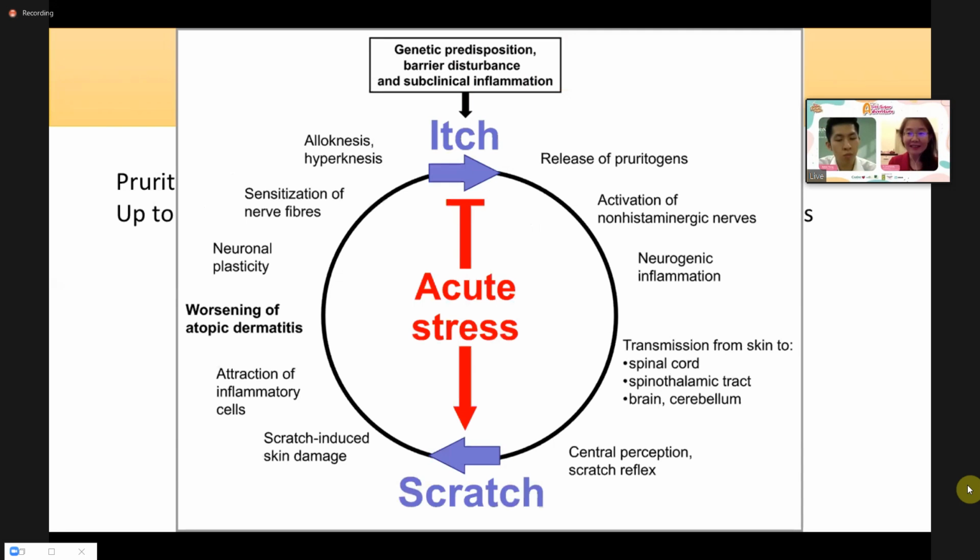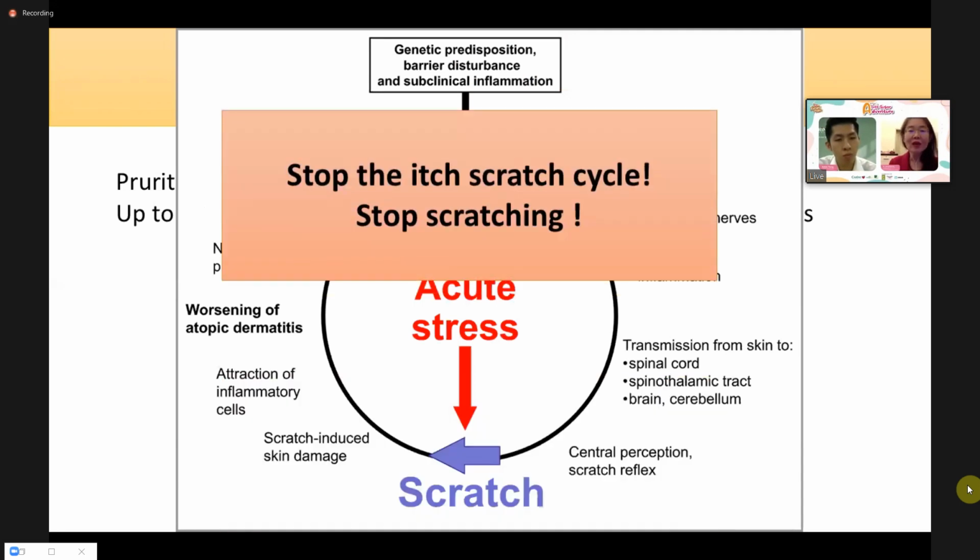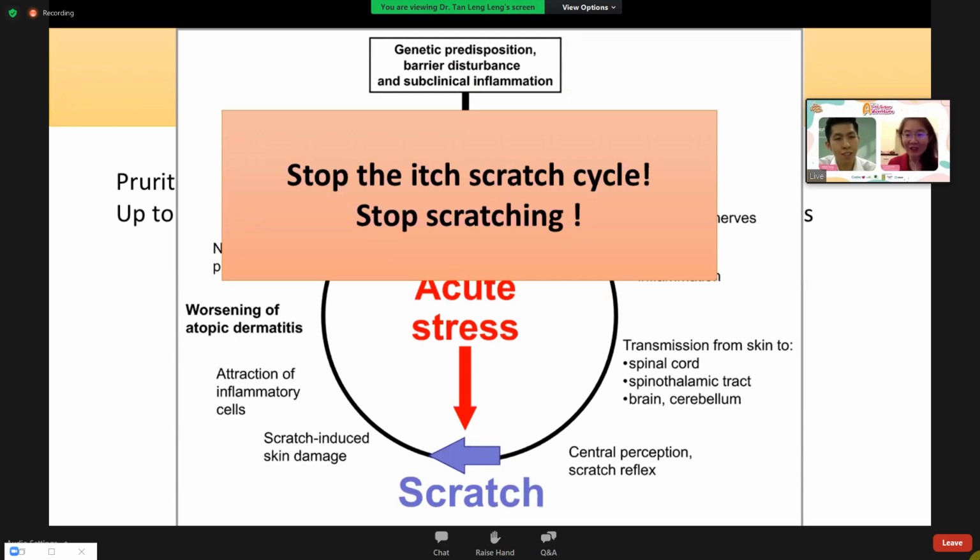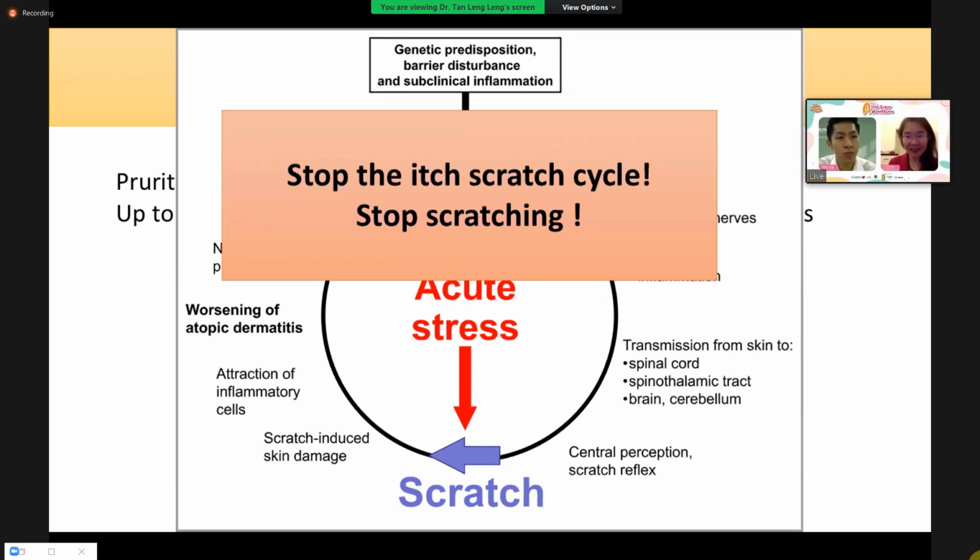So it's just a sensation caused by the nerve. So how to stop it? Very easy, and it's common sense: just stop the itch-scratch cycle. But it is not that easy to stop the itch, okay? If you have an itch, you cannot stop scratching. So this is the difficult part, okay?